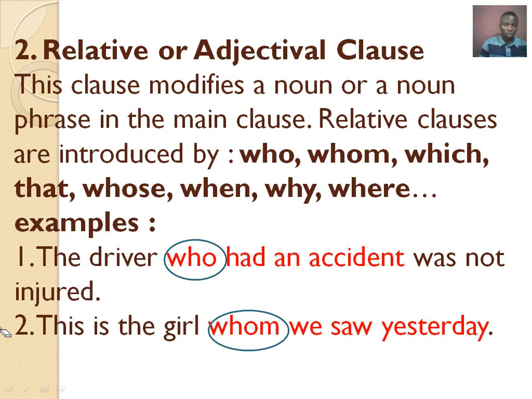As examples will illustrate, the first 2 examples are: the driver who had an accident was not injured. The parts written in red are the relative or adjectival clauses, but the encircled ones are the markers, the words that introduce these relative clauses. The driver who had an accident was not injured. This is the girl whom we saw yesterday. So numbers 1 and 2 are introduced by who and whom respectively.